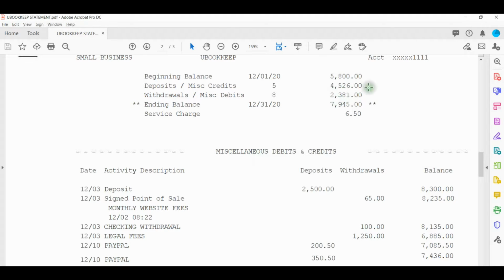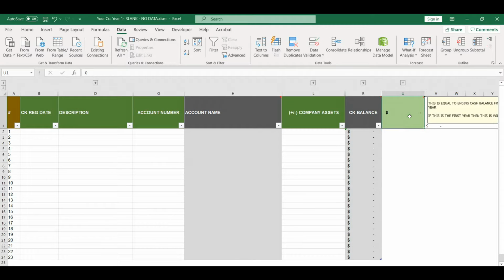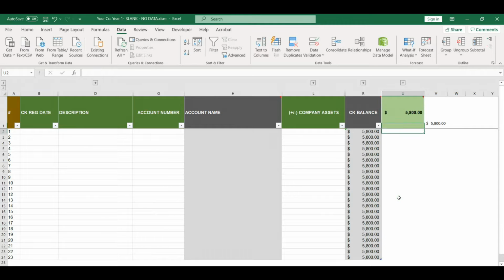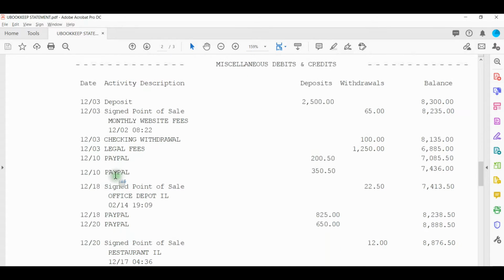Again, we look at that beginning balance and we need to update that here. If there is no beginning balance, this will just be zero. But right now, we're going to put in that $5,800 as our beginning balance. We go to the check register and we're going to look at our activity.